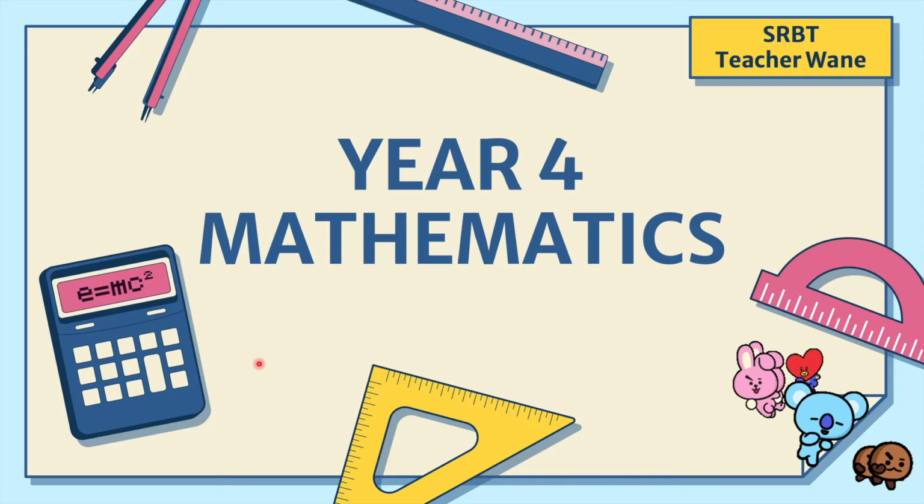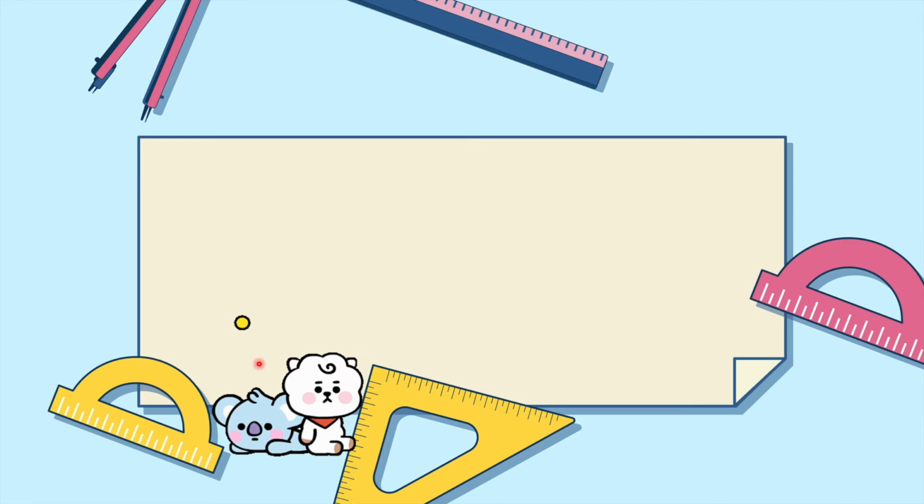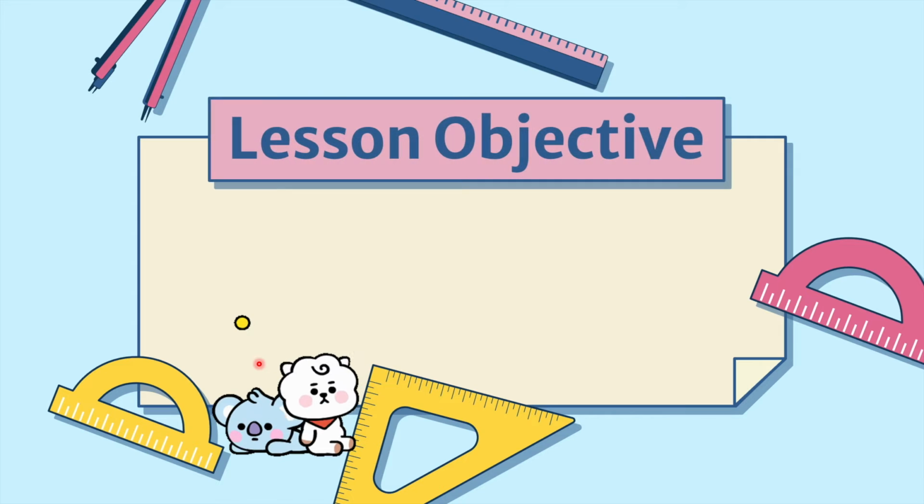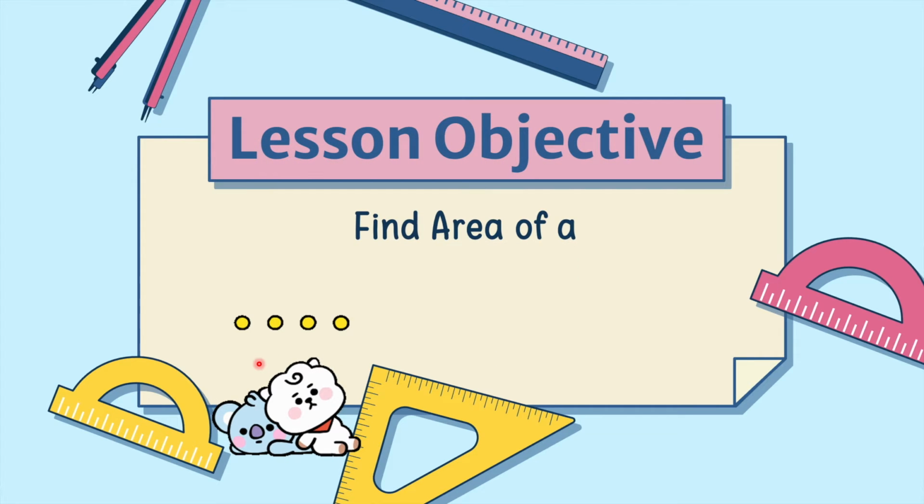So, today, year 4 mathematics. Our topic for today is area. So, we are still doing area. So, what is our lesson objective? Our lesson objective is that today we are going to find the area of a composite figure.